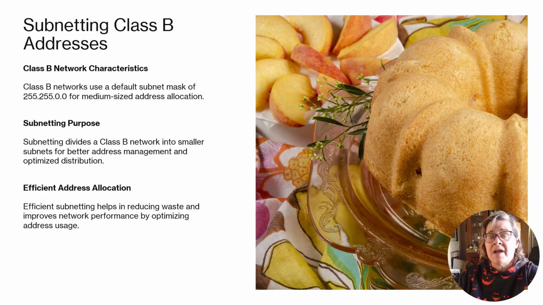Class B networks are medium-sized, and use a default mask of 255.255.0.0. You can see here the 255.255 are the network portions, so the .0.0 are the host. So you have more address ranges for the host in this Class B network. Learning how to subnet these networks efficiently allows for optimized address distribution.